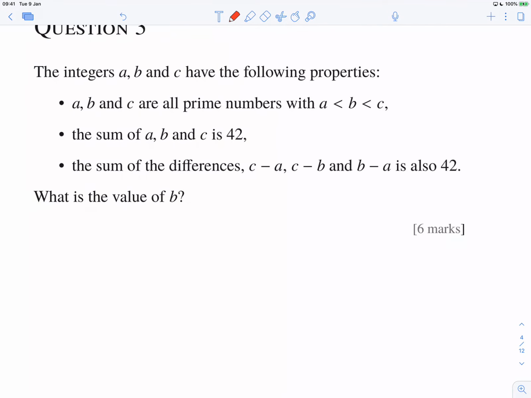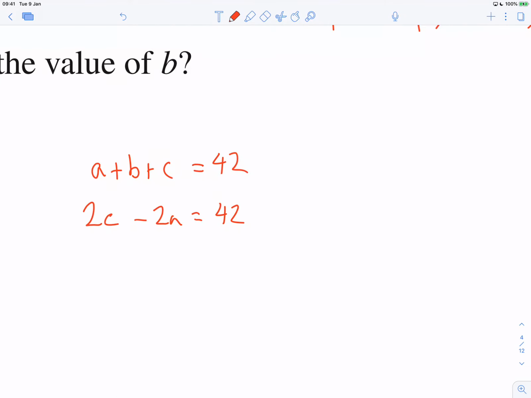Okay, the integers a, b, c have the following properties. A is the smallest and b is the middle and c is the largest. The sum of a, b and c is 42. Okay, so a plus b plus c is 42. The sum of the differences is also 42. Right, I've got a c and a c there, so that's 2c. So that's the c's done. I've got a minus b and a b, so they're going to cancel out. And I've got a minus a and a minus a, so it's going to be minus 2a, and this is going to equal 42. If I look at the last one and divide by 2, I realise that c minus a is actually 21.